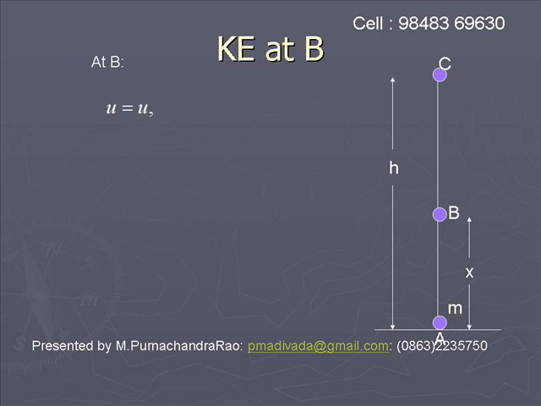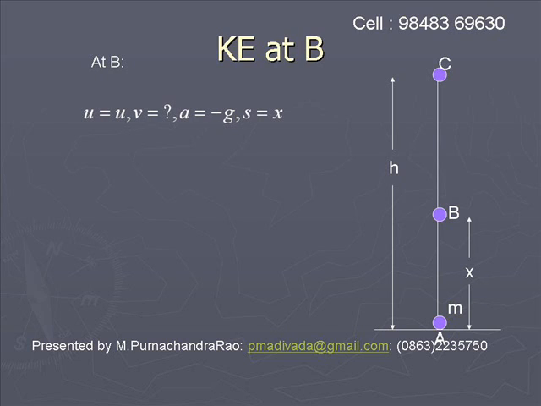Let us consider the motion from A to B. At A, its velocity is u, in the upward direction. Let us find the velocity at B. Acceleration a is equal to minus g. Displacement s is equal to x. Initial velocity is u. V is how much? a is equal to minus g, s is equal to x.